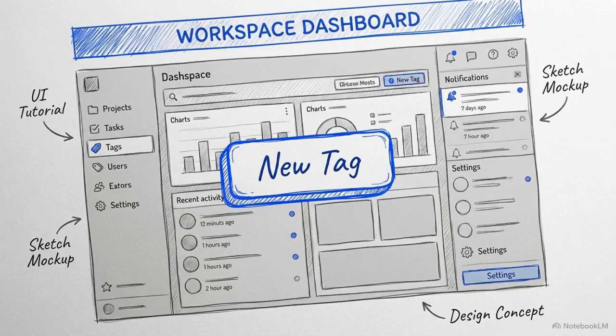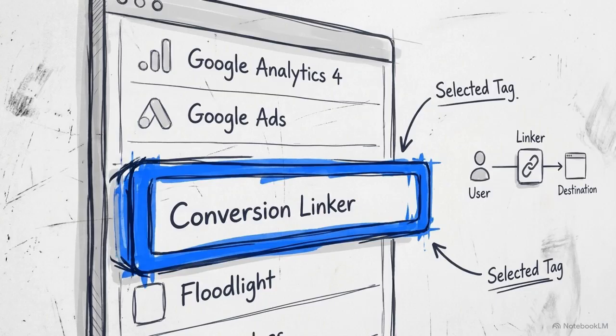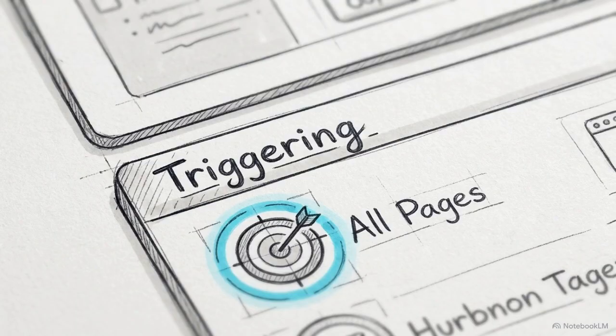Now we need to connect the form to the ad account. Open your Google Tag Manager workspace. Start by creating a standard conversion linker tag. This ensures your tracking parameters persist across the user session. Set it to fire on all pages and save it.